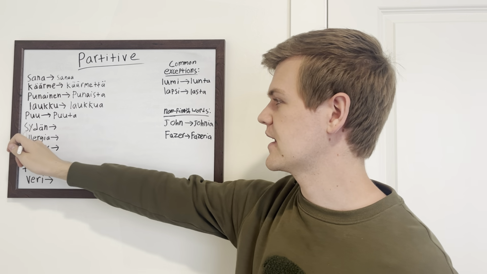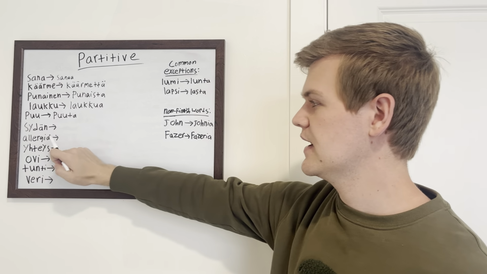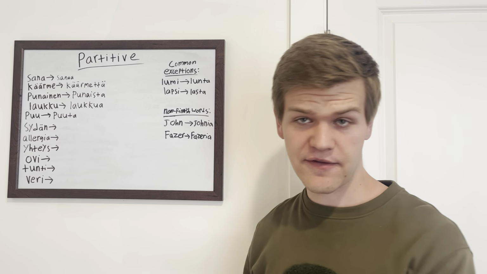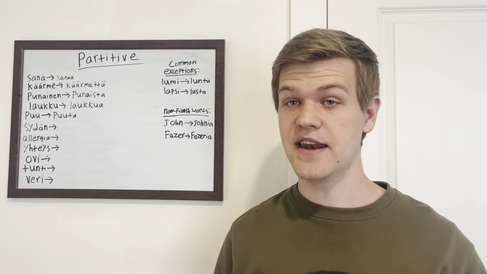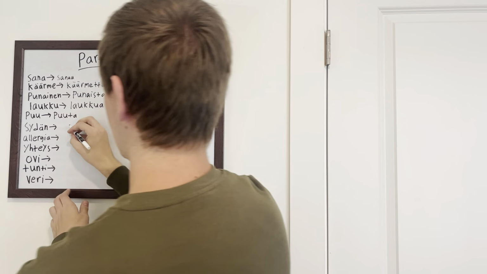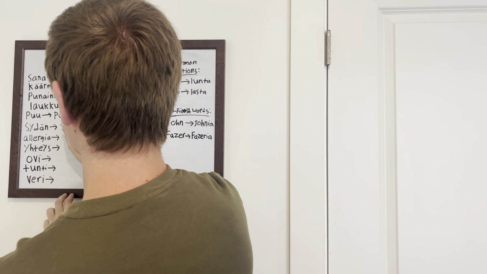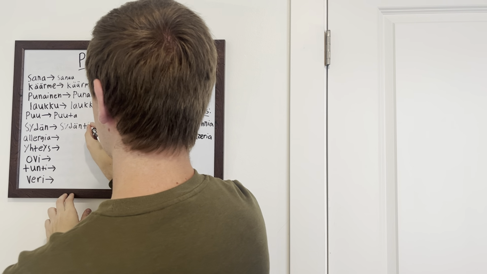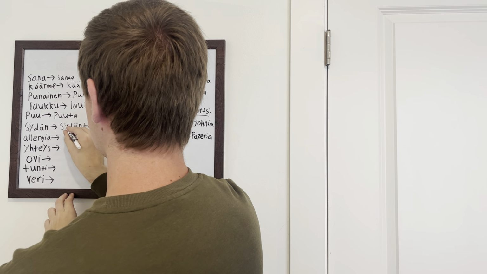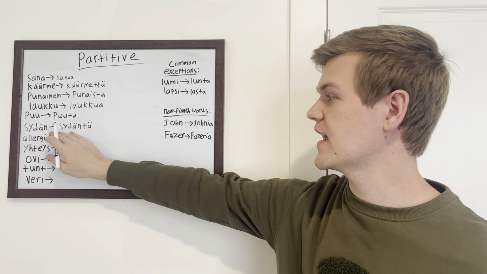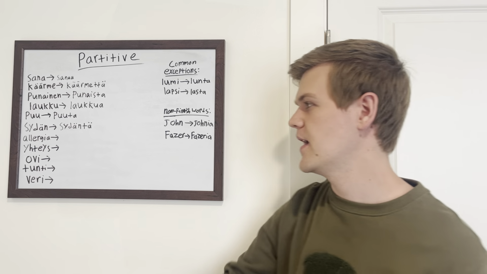It looks a little bit different than a lot of the other ones we talked about. This one ends in a consonant, and since it's not a vowel vowel S and it's not N-E-N, we know all we have to do is add TA. So with sydän, we can just do sydäntä. Rewrite that there. So again, we just keep the word the same and add TA, sydäntä.